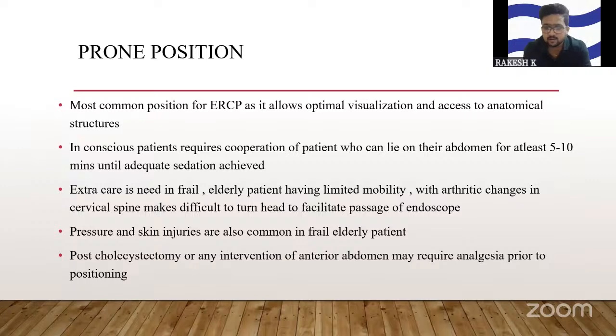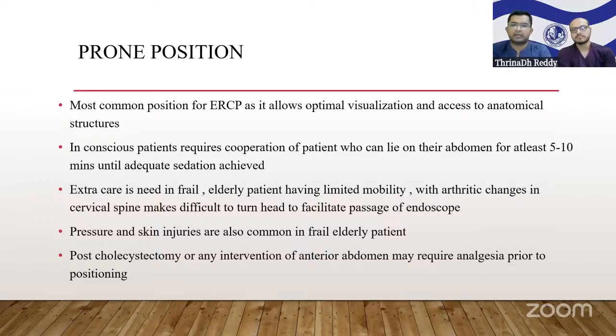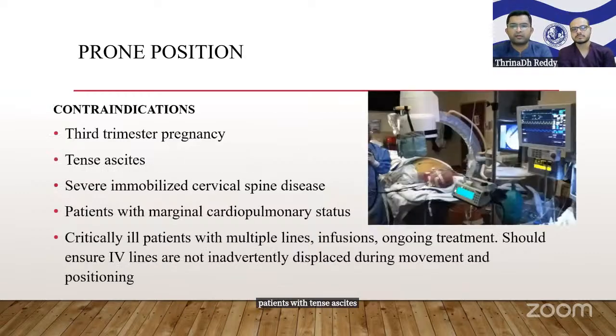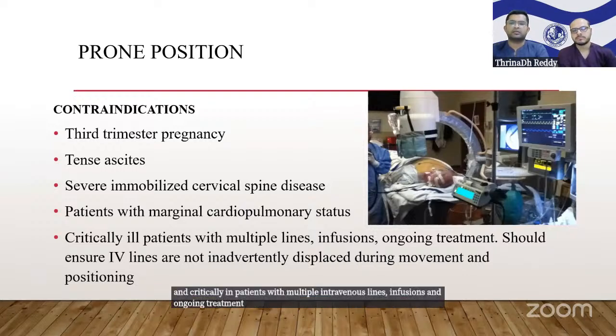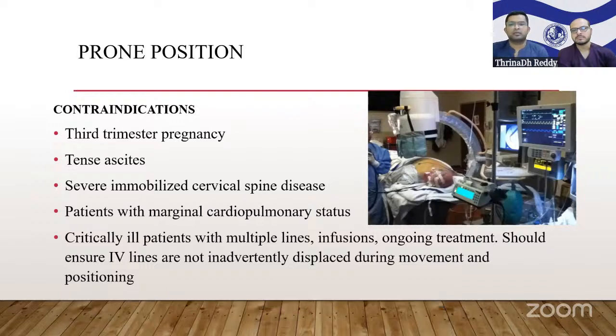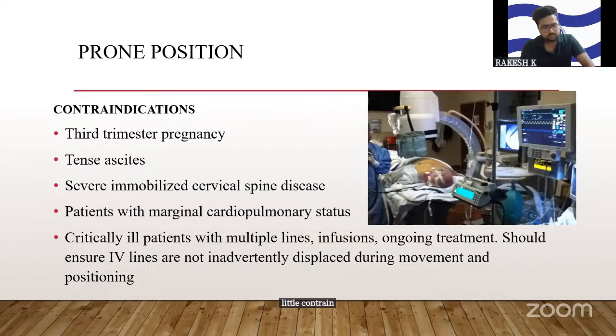What are the contraindications for prone position? Patients with tense ascites, advanced pregnancy, third trimester pregnancy, severe immobilized cervical spine disease, patients with marginal cardiopulmonary status, sir, and critically ill patients with multiple intravenous lines, infusions, and ongoing treatment. These are the related contraindications of prone position.